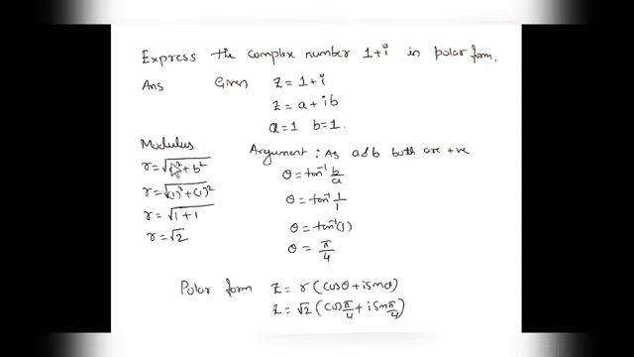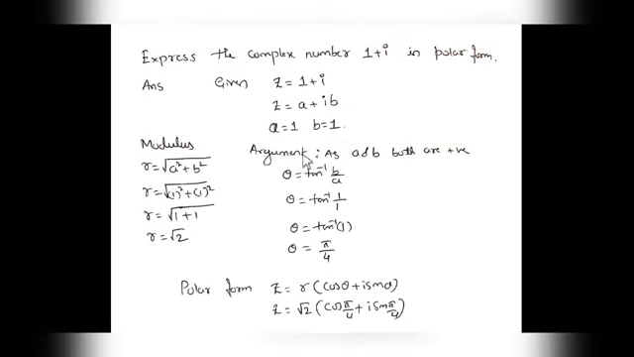Now modulus, r is equal to square root of a square plus b square, r is equal to square root of a square, 1 square, plus b square, 1 square. 1 square plus 1 square is root 2. The modulus of the complex number is r is equal to root 2.